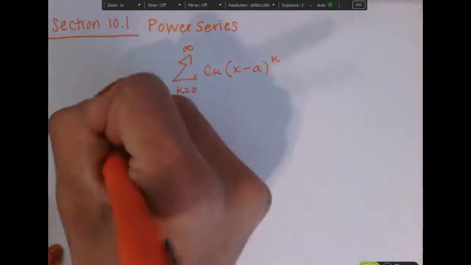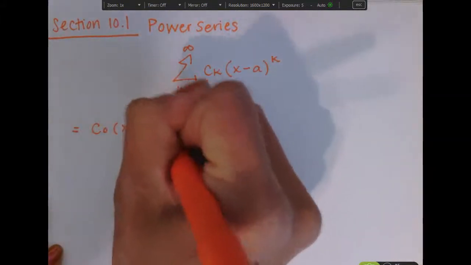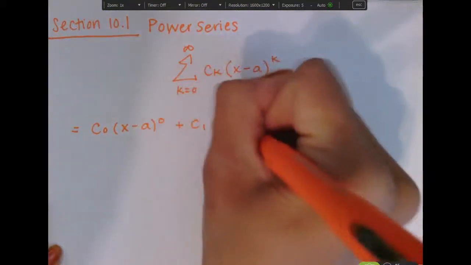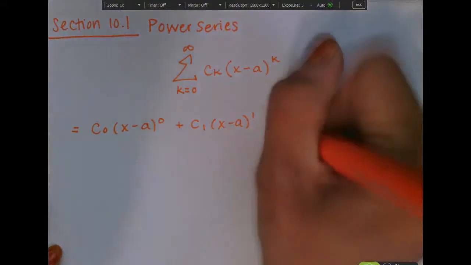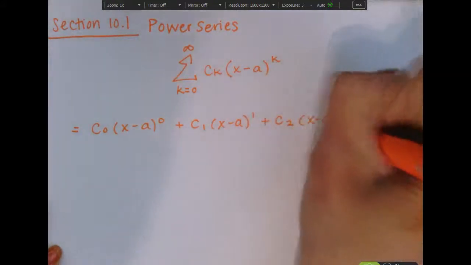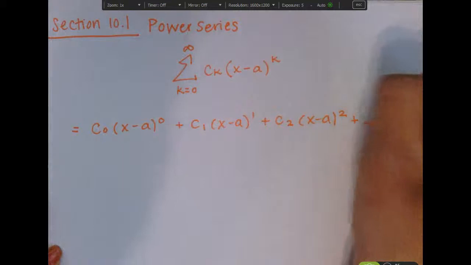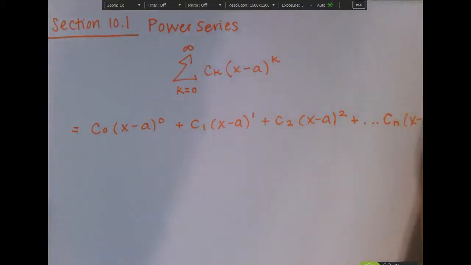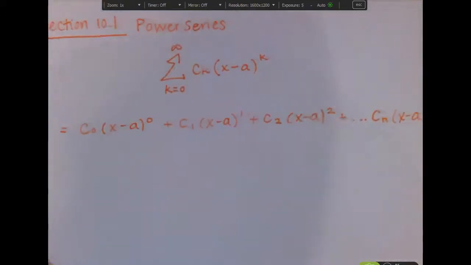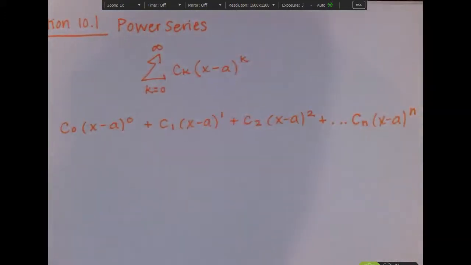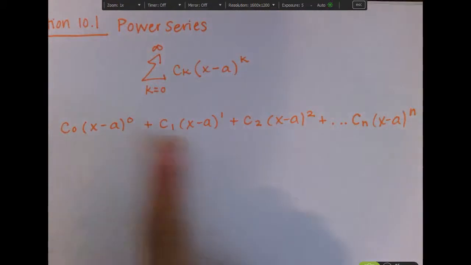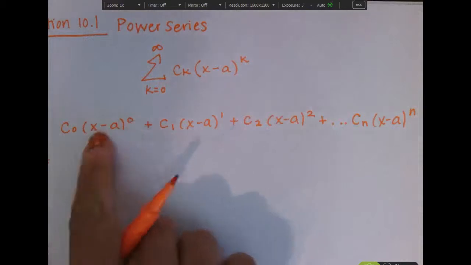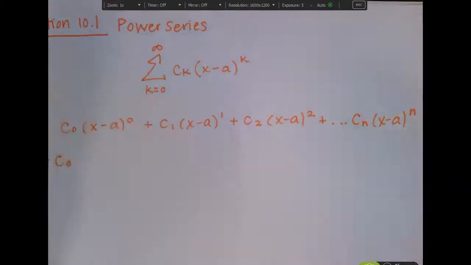C sub 0 times x minus a to the 0 power plus c sub 1 times x minus a to the first power plus c sub 2 times x minus a to the second power, and then of course we would continue on to c sub n. So what we're getting here is a series of powered terms. The first term, because this goes to the 0 power, becomes 1. The first term is just a constant.